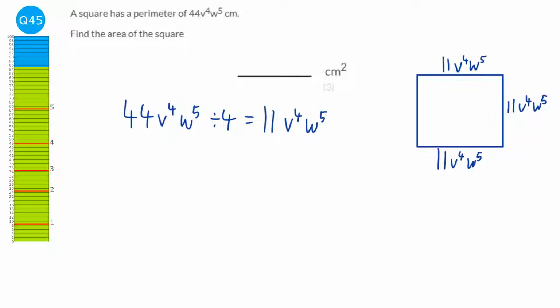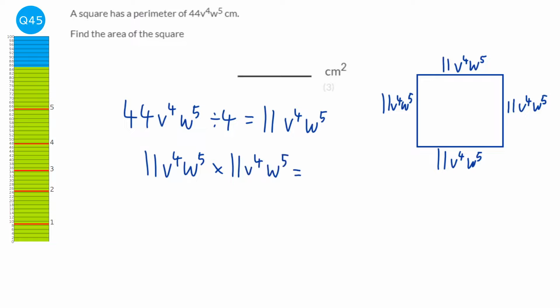when you add, you don't add the v to the power 4, w to the power 5. It's just going to be 11 lots, another 11 lot, another lot of 11, and another lot of 11. So it's 44 v to the power 4, w to the power 5 in total. And to work out what the area is, we obviously are going to square that. So we're going to do 11 v to the power 4, w to the power 5, and we're going to just times it by itself, which is what squaring means.